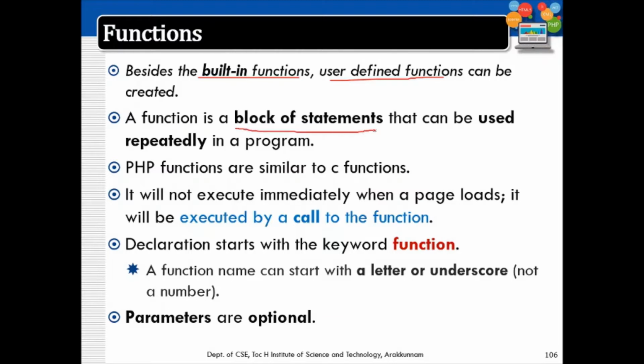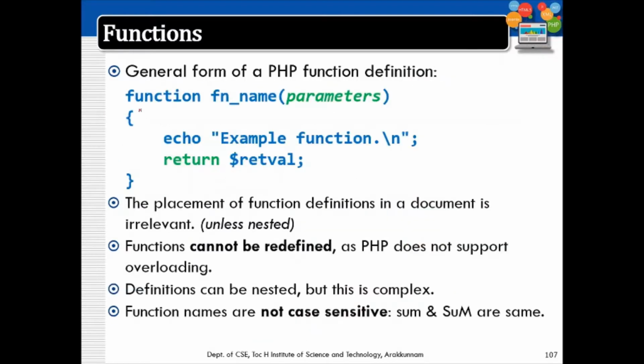It's a block of statements that is used repeatedly in a program. It is executed by a function call. Similar to other programming languages, the keyword is function, and the function name can start with a letter or underscore. Parameters can be added to a function if required. This is the general form of a PHP function definition.